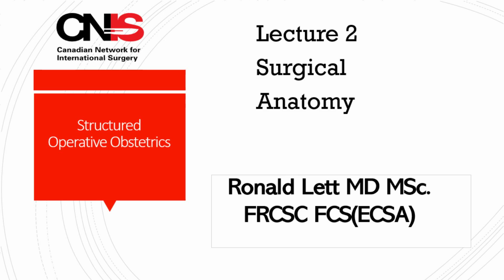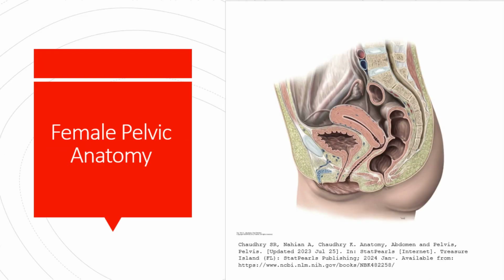The second lecture in the Structured Operative Obstetrics, the SOO course, is on the relevant surgical anatomy. This slide shows a sagittal section of the female pelvic anatomy. This view provides crucial insights into the relationships of female pelvic structures, which is essential for understanding reproductive anatomy. You see the close relationship between the bony pelvis, urinary bladder, uterus, rectum, and sacrum.